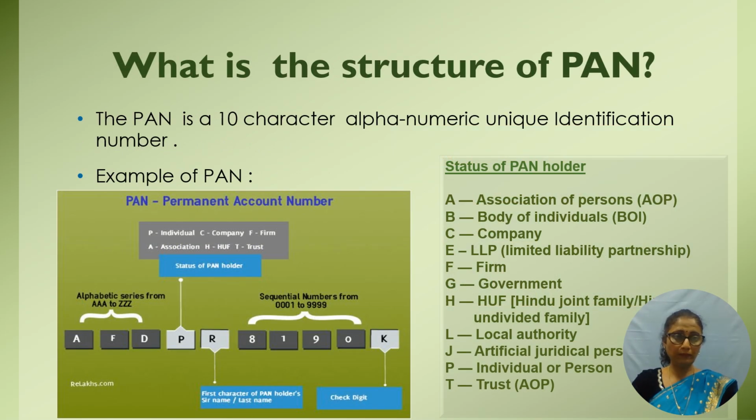Let's discuss the structure of a PAN. The PAN is a 10-character alphanumeric unique identification number. For example, here in this example AFD stands for a series ranging from AAA to ZZZ. The fourth character of a PAN represents the status of the card holder. For example, if the fourth character is P, that means this PAN card belongs to an individual. If the fourth character is F, that means this is a PAN card of a firm. If the fourth character is C, that means this PAN card belongs to a company. So the fourth character indicates the status of a PAN holder. By seeing the fourth character, we can identify who the assessee is.